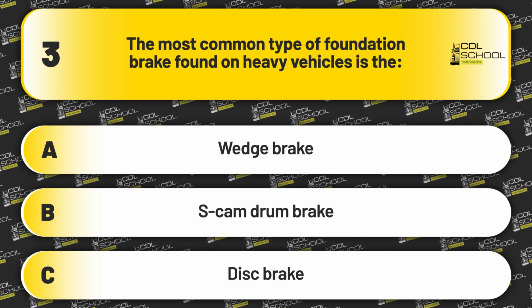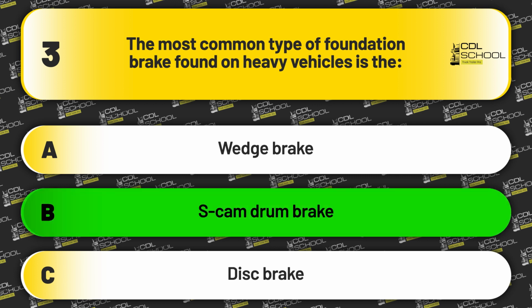The most common type of foundation brake found on heavy vehicles is A. Wedge brake, B. S-cam drum brake, or C. Disc brake. The correct answer is that the most common type of foundation brake found on a heavy vehicle is the S-cam drum brake. The correct answer is B.